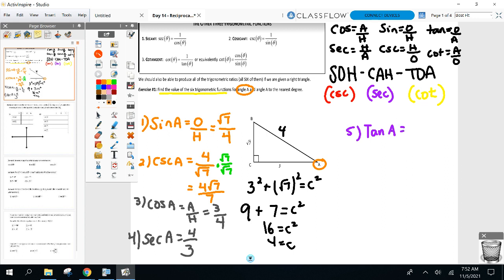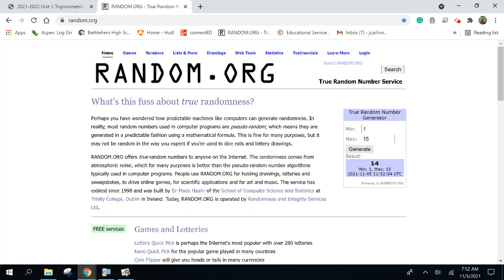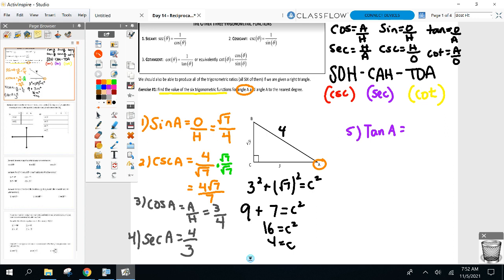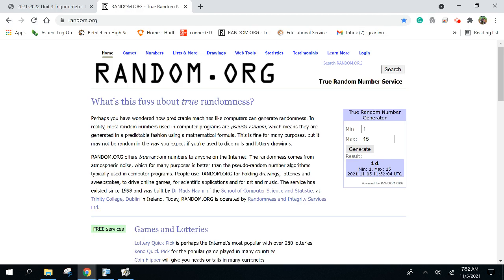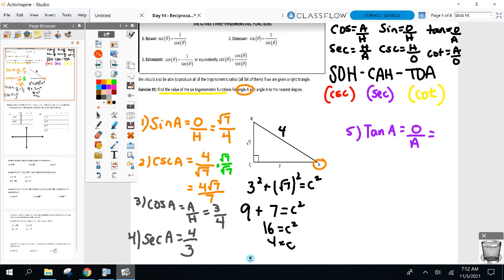Tangent. What two sides do I need for tangent? Nope. I'll have somebody else give me opposite and adjacent. Opposite is radical 7 over 3. Yep, don't need to change that because the radical's in the numerator.